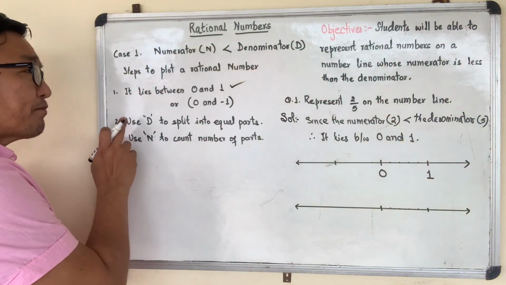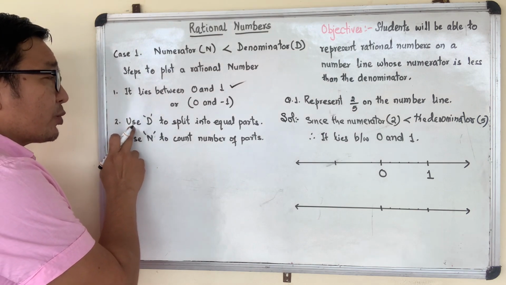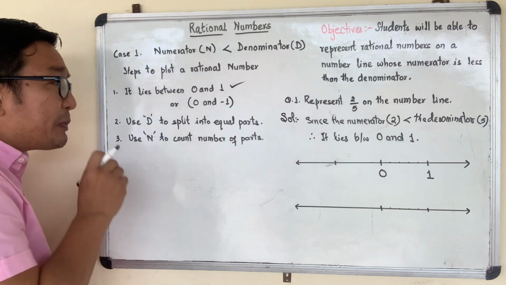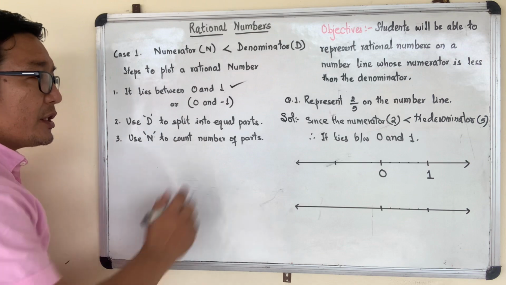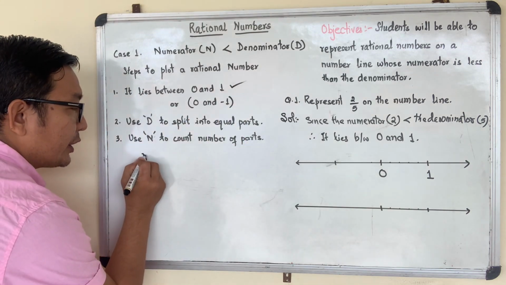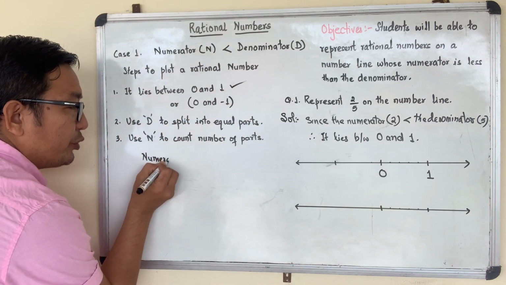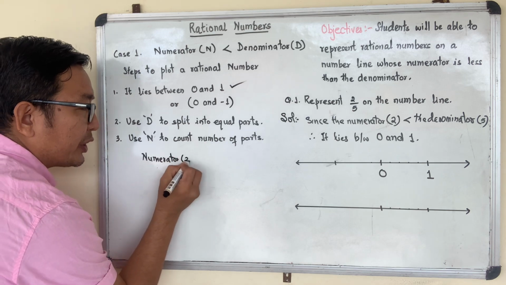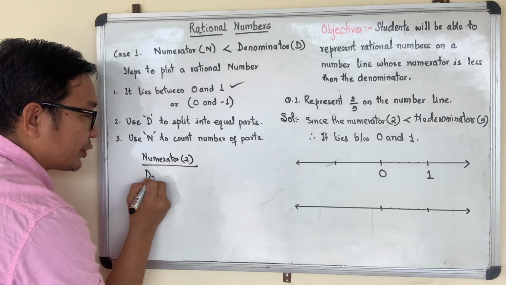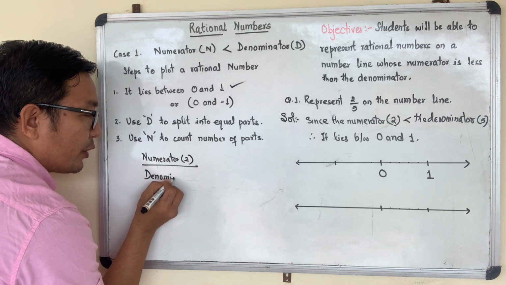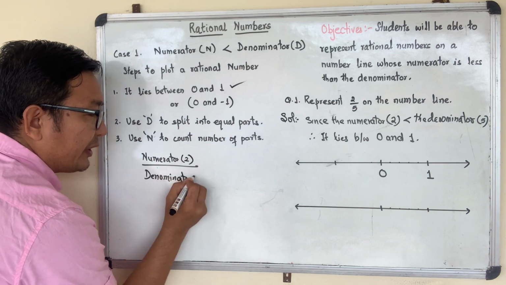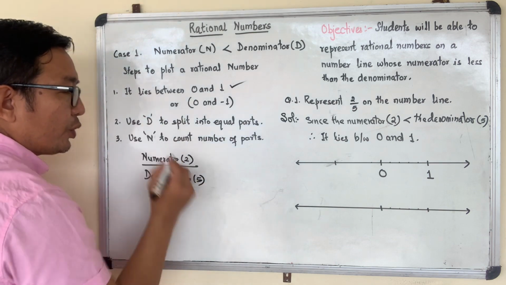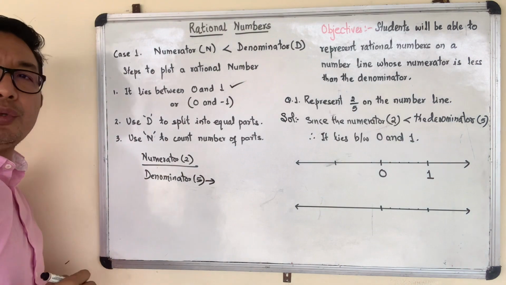Use the denominator to split into equal parts. So the numerator is 2 and the denominator is 5. Here the denominator is 5.